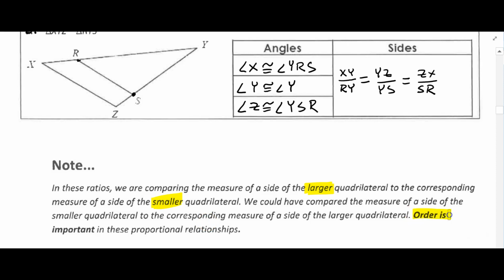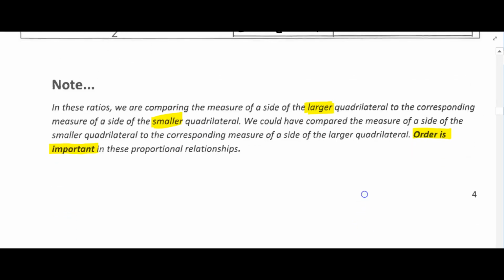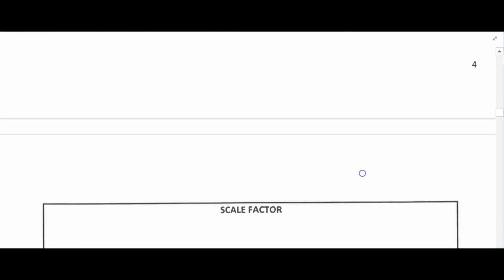So the point here is that the order is important in these proportional relationships, and you have to make sure that for each one of these ratios that the corresponding pieces are where they belong. So for this example, we had large over small is equal to large over small is equal to large over small. So keep that in mind when you're doing your proportionality statements, and make sure you get help if you need any help on that concept.